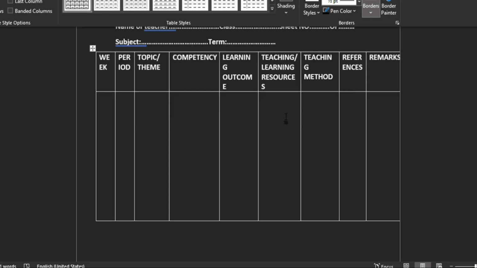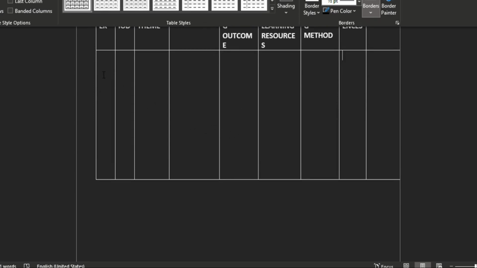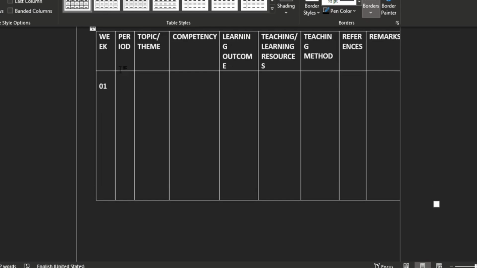Then we have the teaching or learning resources. If you're in the class, what do you use to teach these learners? What are the resources that you need in order for your lesson to run smoothly? That is the teaching or learning resource. Then the teaching method. What methods do you use in teaching these children? Do you use discussions? Do you use question and answers? Do you make them do research? Those are the things.